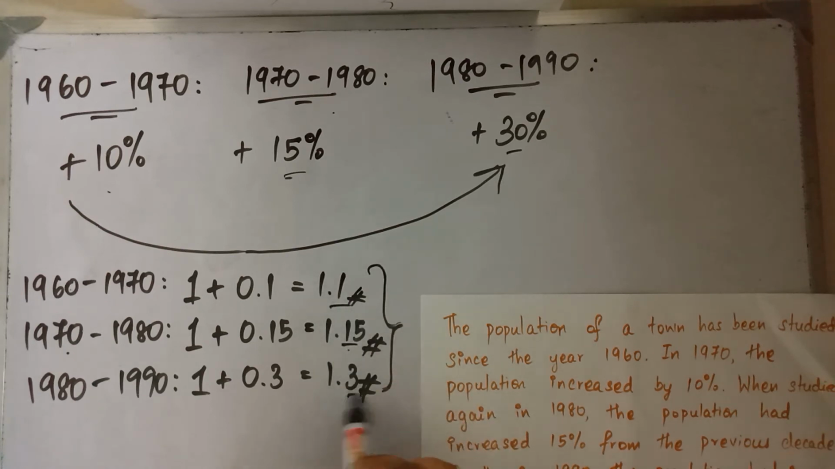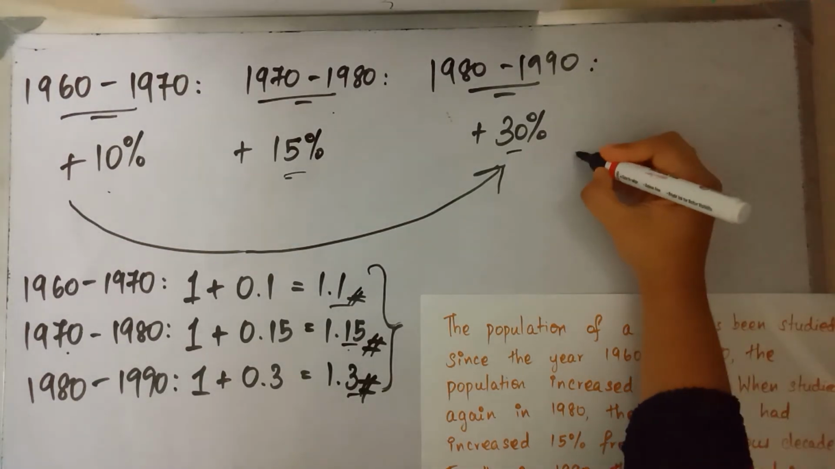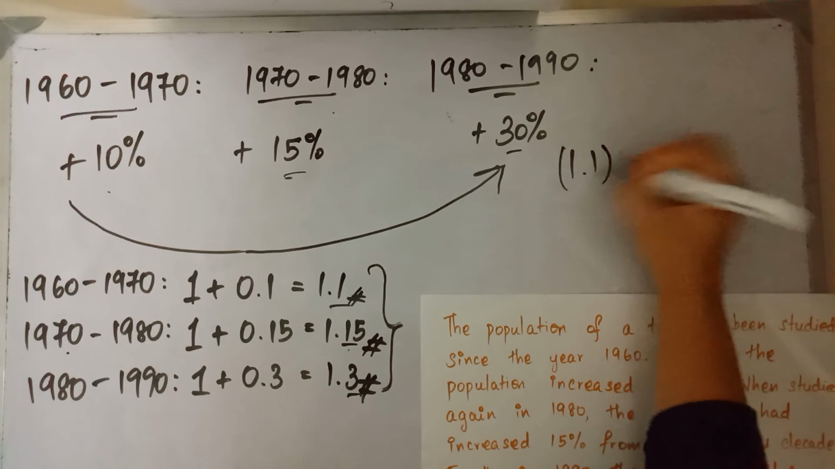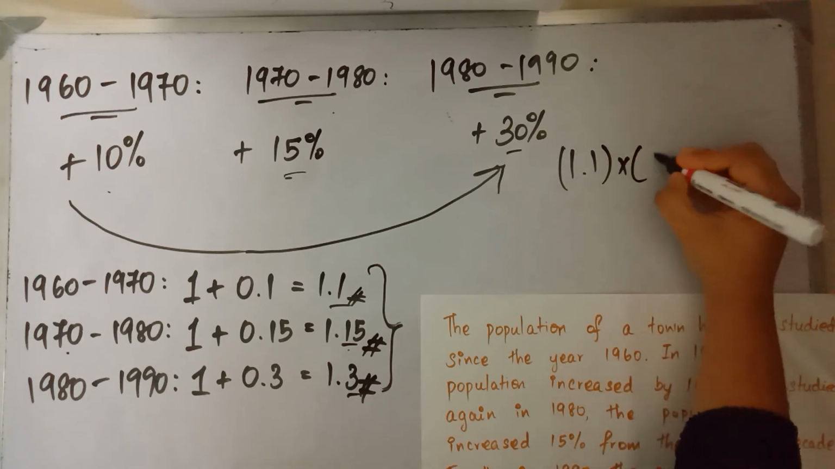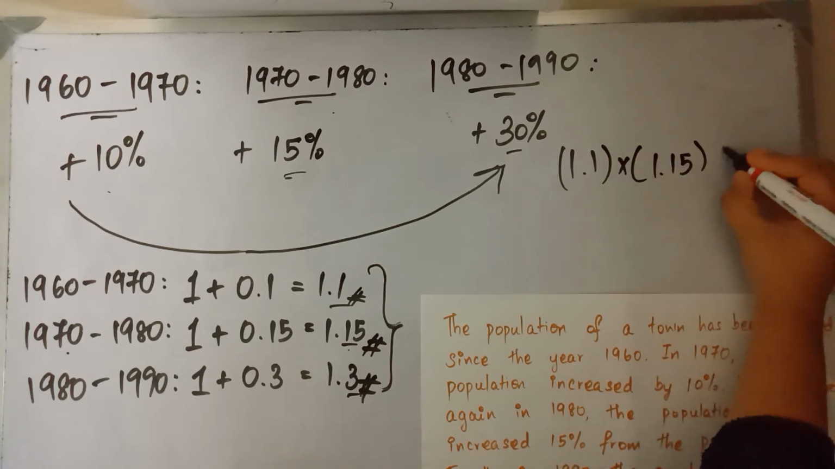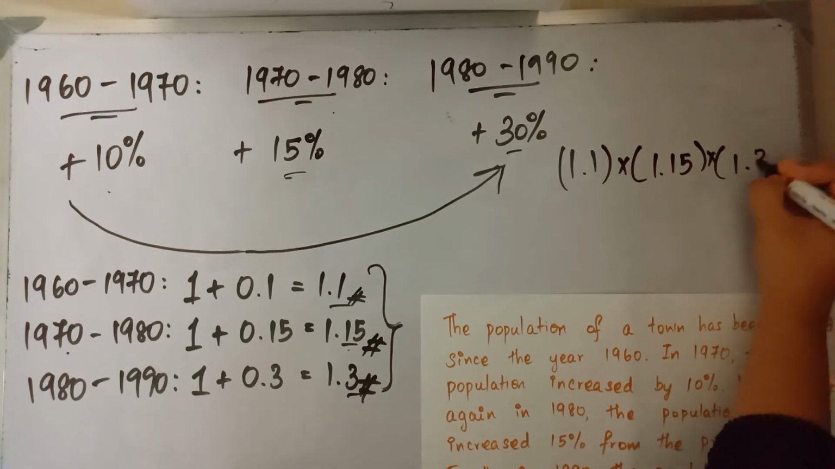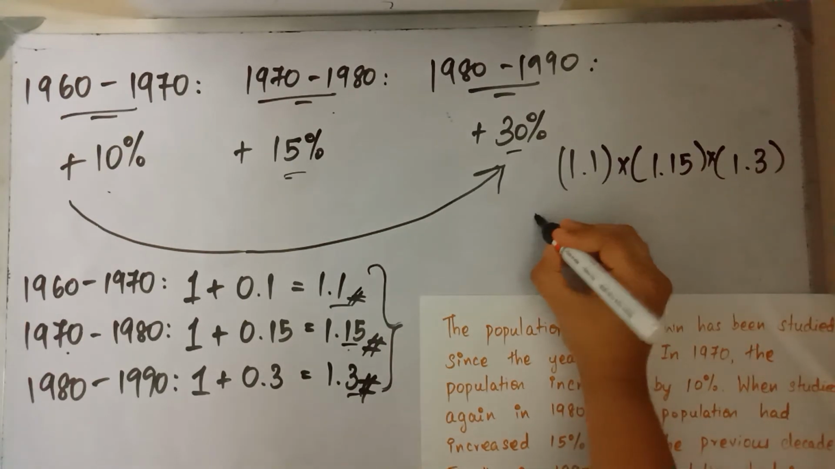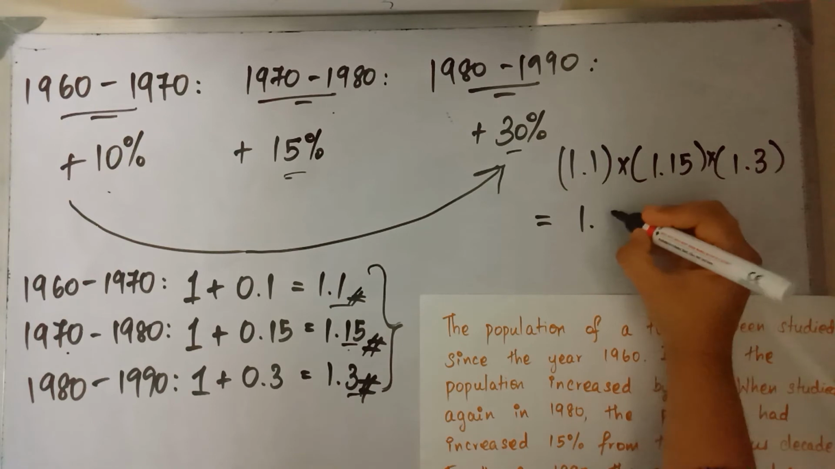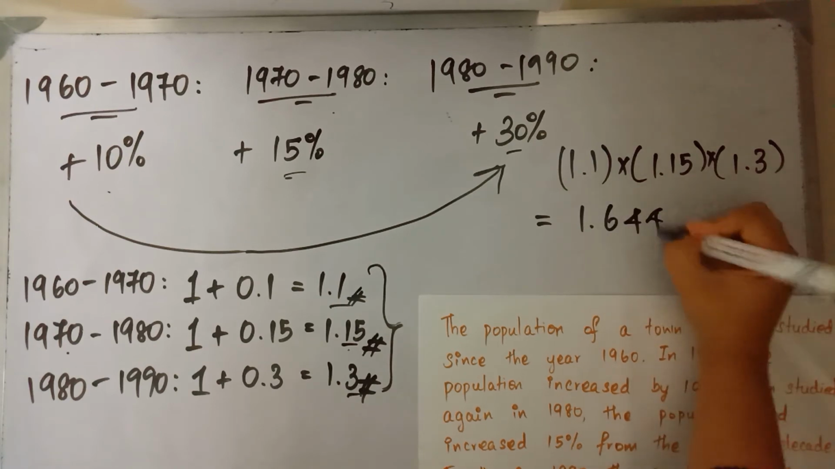Now what we have to do is, if we want to find the total percentage, we have to multiply all three of these. I've mentioned this in previous videos which are based on percentage, so you can check them out. But we have to multiply all three of them to get the total percentage increase. On multiplying this, we'll get 1.6445.